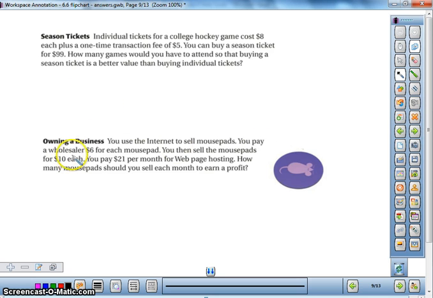The season tickets and the owning a business. We're going to look at those story problems, and then you'll have 2 more that I'll have you add right below 1 and 2 because there should be room, or in the side margin.